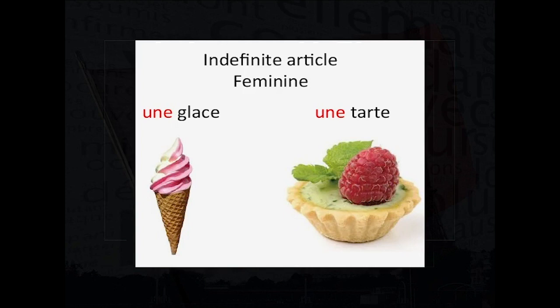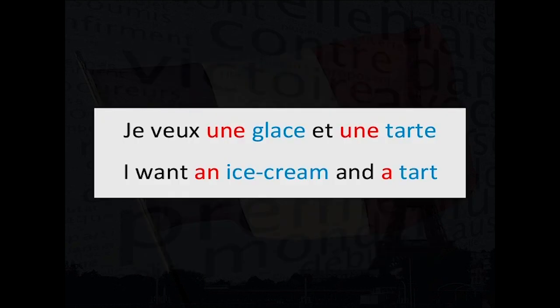Let us now look at the indefinite article une. Une is placed before a feminine noun, for example, une glace et une tarte. Let me make a sentence with these words. Je veux une glace et une tarte. This sentence translates as I want an ice cream and a tart.